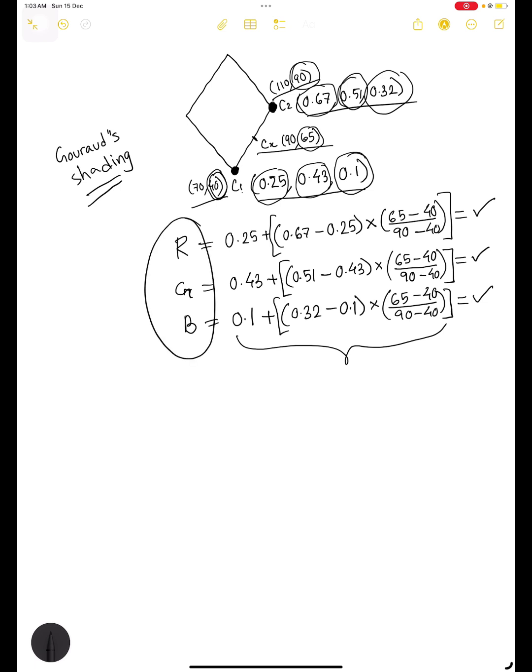These three together now give me the color that needs to be assigned at the point CX. Using this, we can find the colors assigned to each pixel inside our polygon here or on the edges of my polygon here using these four vertex values.